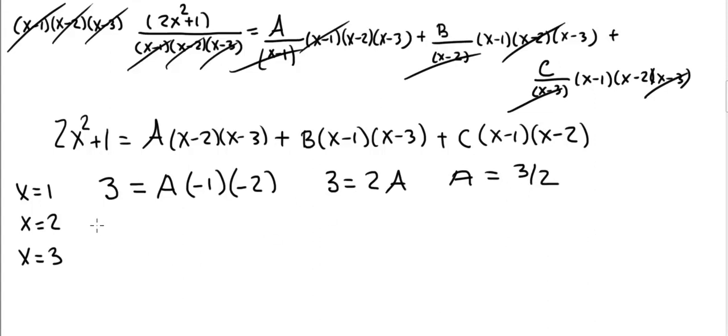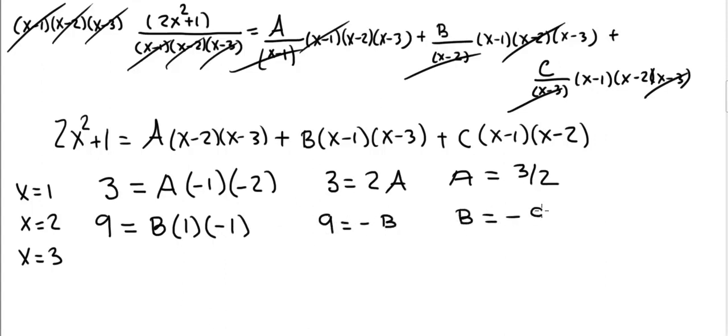Plugging in 2, we have 8 plus 1, which is 9 on the left. The a term and the c term will cancel. Only the b term will not. So b times 2 minus 1, which is 1, times 2 minus 3, which is minus 1. Therefore, 9 is equal to minus b, or b is negative 9.